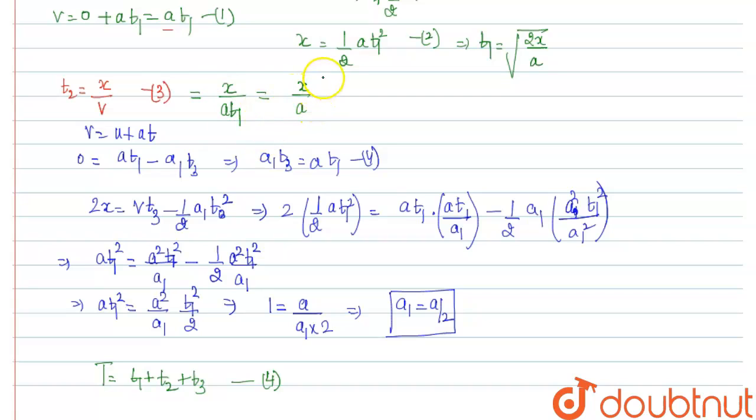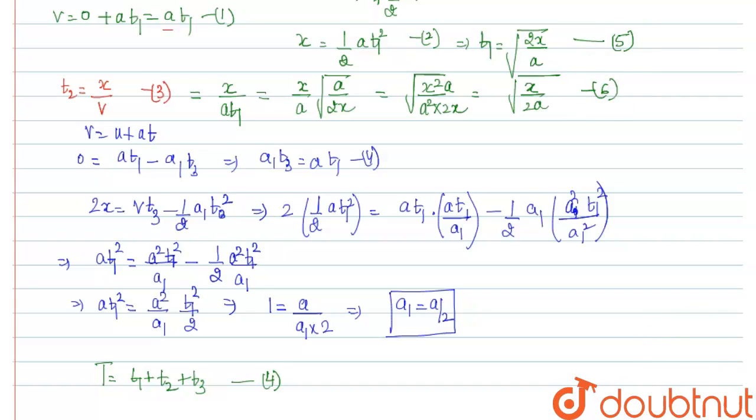1 upon T1 is equal to square root of A upon 2x. So this will be equal to, if we place in a square, that is root of x square A upon A square into 2x. So the value of T2 will be equal to square root of x upon 2a. So this is the value of T1. We write it equation 5. This is equation 6. Now we have to find the value of T3.